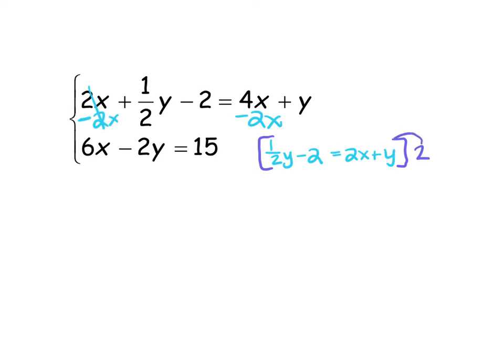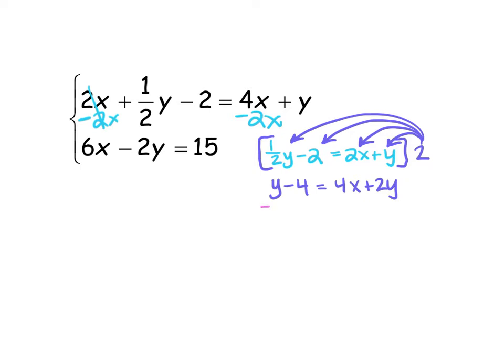So if you multiply everything, you distribute this 2 to everything in the equation, this will be y minus 4 is equal to 4x plus 2y. Okay, now we have this equation with no fractions. I'm going to subtract the y from both sides, and I have negative 4 equals 4x plus y. Now, this is kind of set up already for elimination, with the x and the y on one side of the equation and the number on the other side.